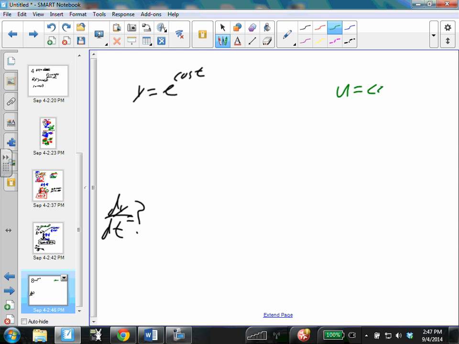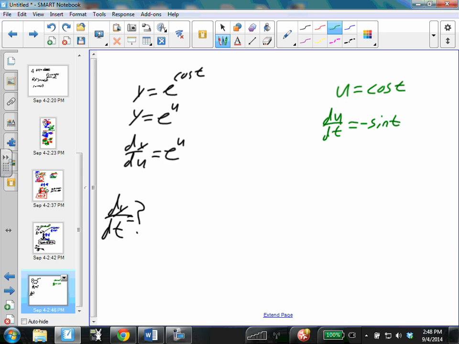So u will be equal to cosine t. So y is equal to e to the u. So dy/du is going to be what? Yeah, e to the u. Now my change in u with respect to t is going to be negative sine t. Very good. And now I just need to multiply those two things together to get change in y with respect to t. So e to the u times negative sine of t. Notice I'm putting that negative sine of t in parentheses because I want you to know I'm multiplying it. I'm not doing e to the u minus sine.